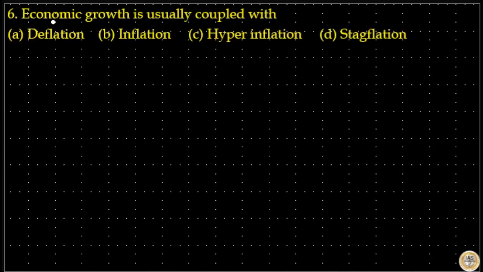Next is question number 6. Economic growth is usually coupled with, options are: deflation, inflation, hyperinflation, stagflation.